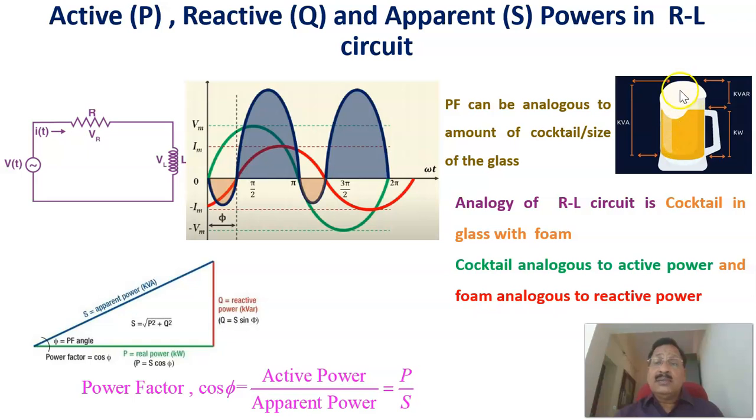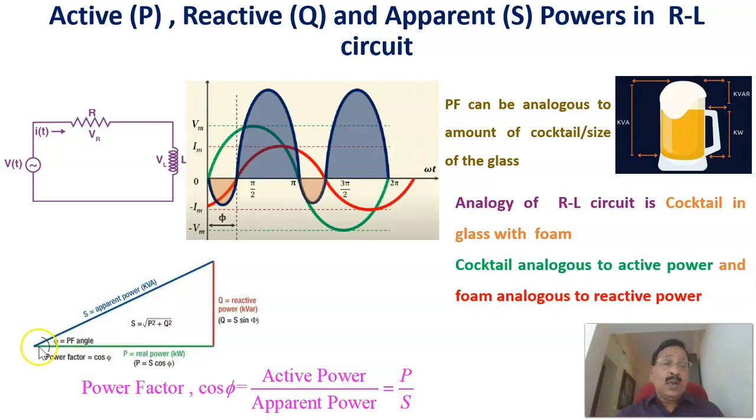There is a cocktail with foam above it, and the cocktail is analogous to the active power, and the foam is analogous to the reactive power. Therefore, the summation of these gives the apparent power, and the power factor is given by the ratio of the active power, the amount of cocktail, divided by the size of the glass, the total apparent power. That is the power factor of the circuit.